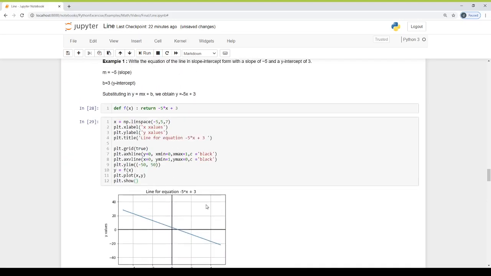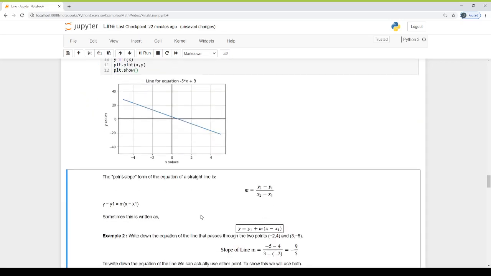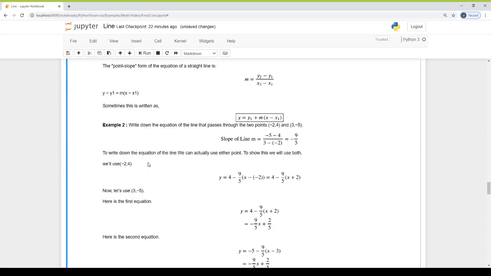So this is our equation line for this equation: minus 5x plus 3. In the next example, we will see the point slope form of the equation of a straight line.